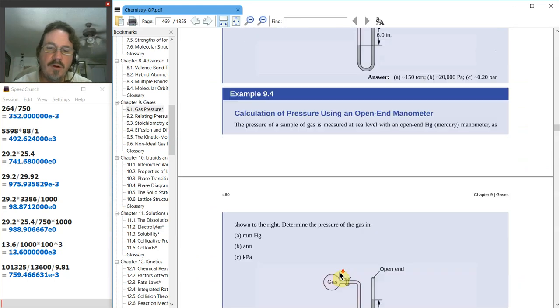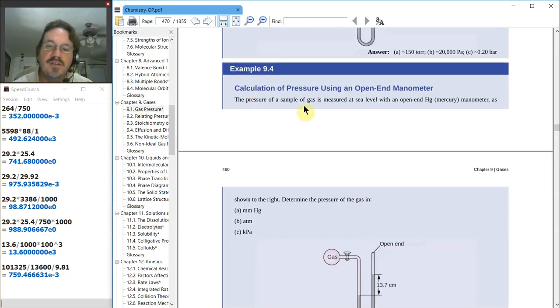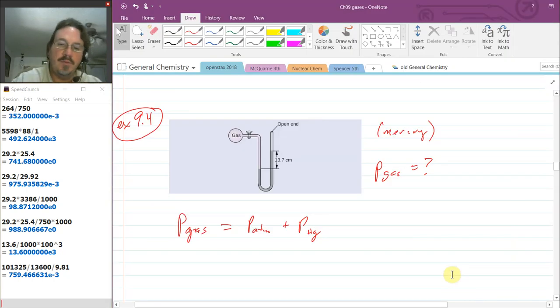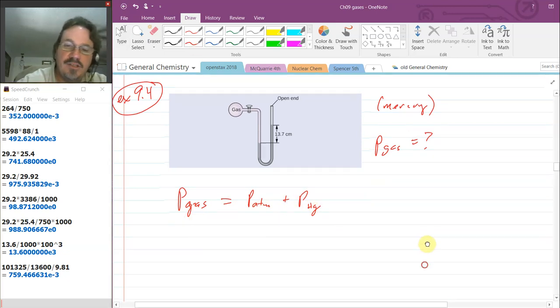In 9.4, they said, what's the pressure of a sample of gas measured at sea level? 1 atmosphere of pressure is the atmosphere at sea level, right? With an open-ended mercury manometer as shown. So here we go. The gas is giving us some pressure. We've got the height of the mercury column and the pressure of the atmosphere. Again, the left side has to equal the right side, and so we can do that. The pressure of the gas on the left equals, on the right side, the column of mercury and the atmospheric pressure. And now I just need to solve that.